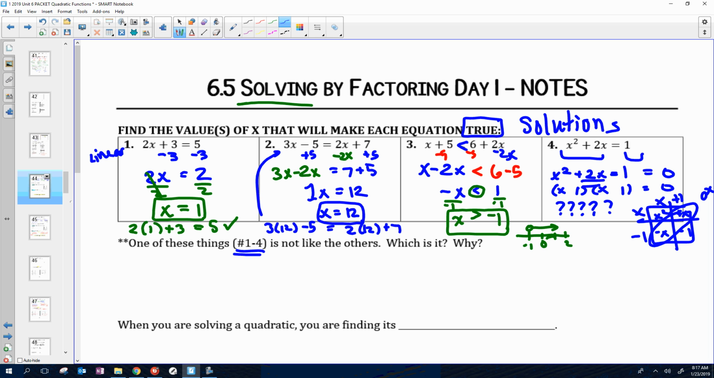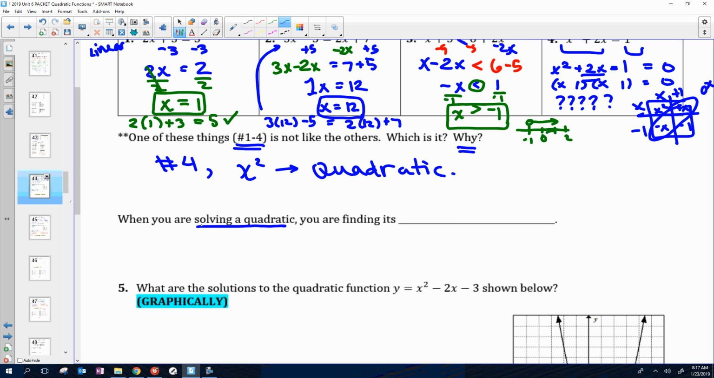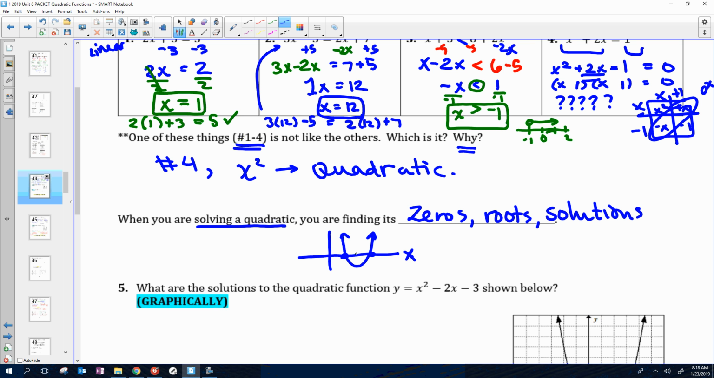One of these things in numbers 1 through 4 is not like the other. That's number 4. And the reason is, why? It's got an x squared. It's a quadratic. The others were all linear. So we do have something to learn. When you're solving a quadratic, you're finding its zeros, otherwise known as roots, or solutions. And if you remember a quick picture of that, you're finding where the graph crosses the x-axis. So these x-intercepts, like x equals 1 and x equals 3, for example.